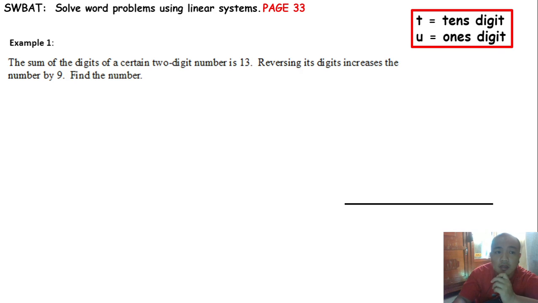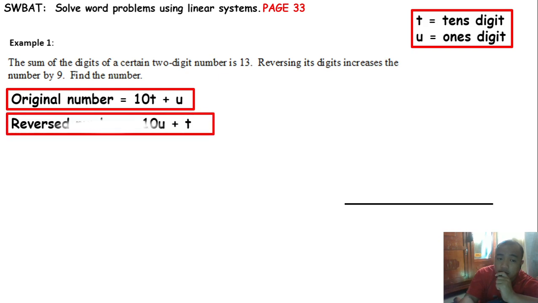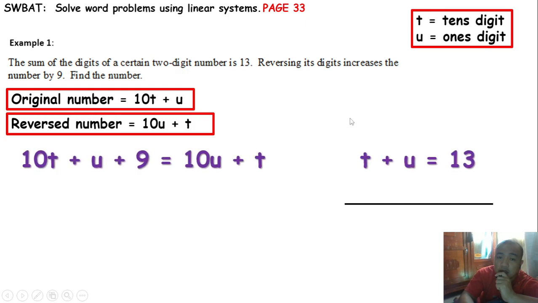Okay, another. Sum of the digits of a certain two-digit number is 13. Reversing its digits increases the number by 9. This has the same solution as the previous problem, I should say. So the original number is 10t plus u. The reverse number is 10u plus t. T is the tens digit, u is the units digit, and the sum of the digits is 13. So t plus u is 13.